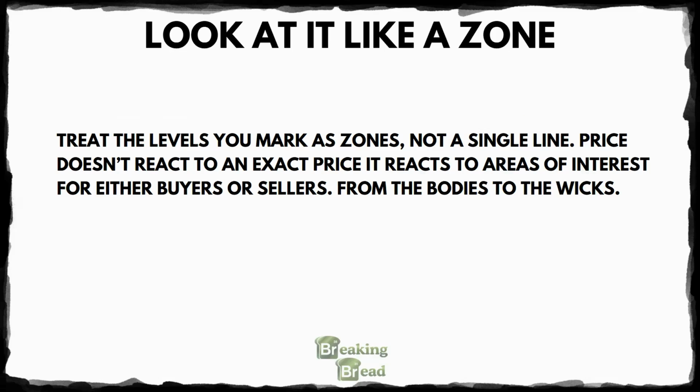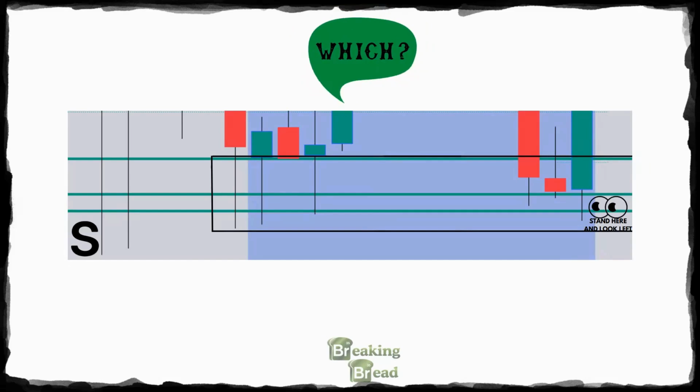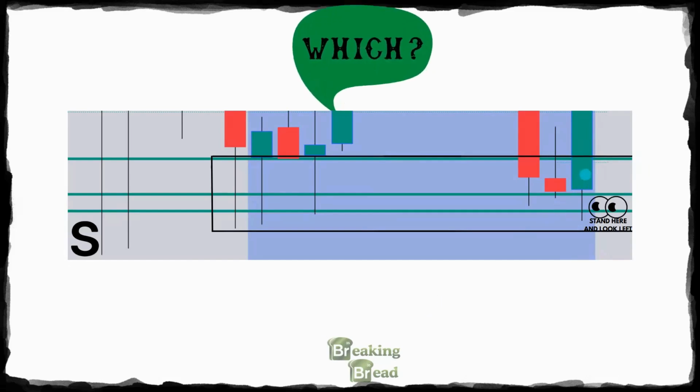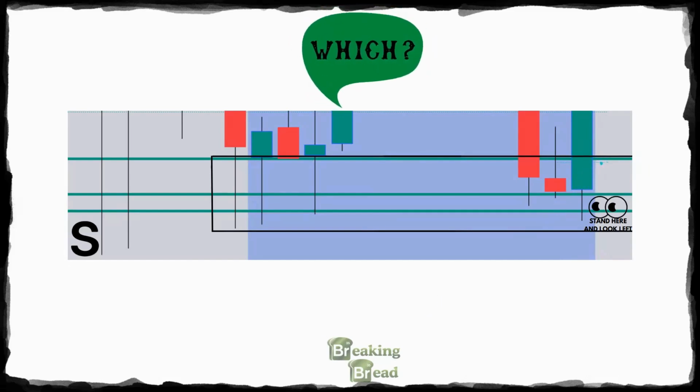And look at it as a zone, because sometimes price won't even reach your level, right? Sometimes it won't reach your zone, right? But if you treat it as a whole zone, you can catch those bounces and rejects out of those zones, and you're not missing anything. So let's go back to the example that I gave earlier, to where I told you guys you want to do it from the bodies to the wicks.